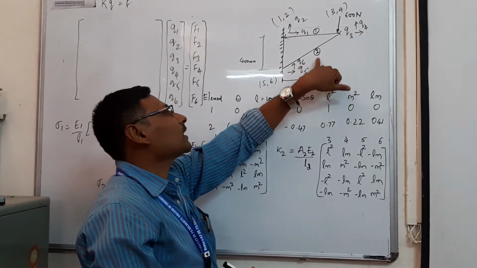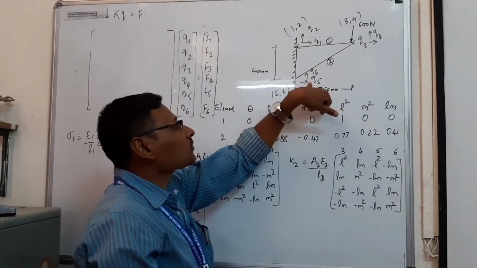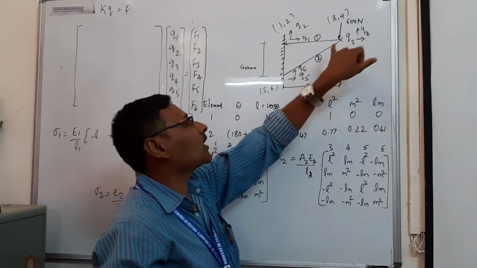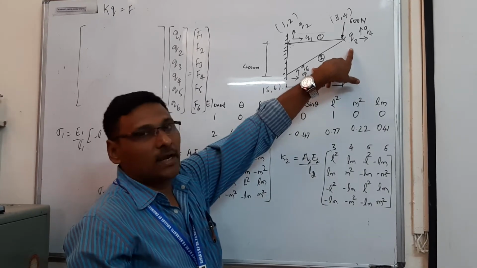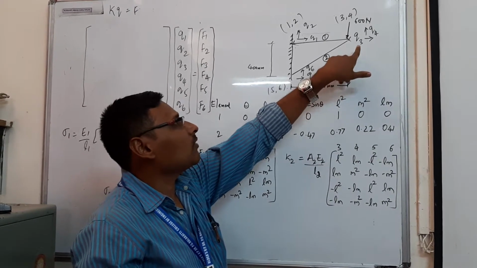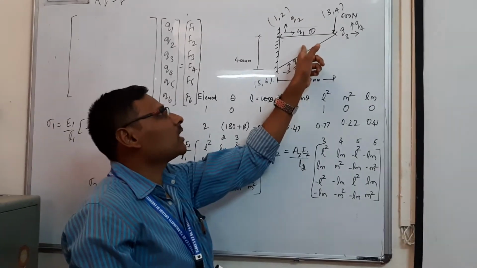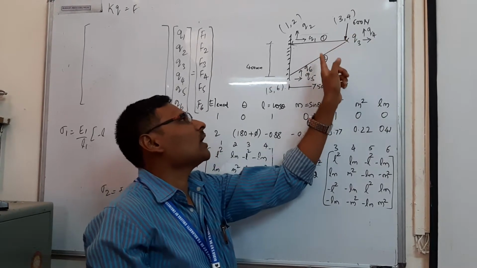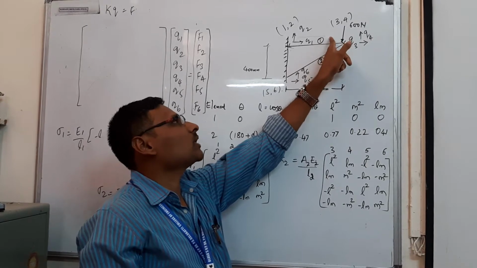Similarly, for the second element, q3 and q5 are the deformations which occur along the x direction, and q4 and q6 are the deformations which occur along the y direction. Now I will show how to apply the FEM theory to this truss in order to calculate the deformation in element 1 as well as element 2, and even the stress which develops in element 1 as well as element 2.